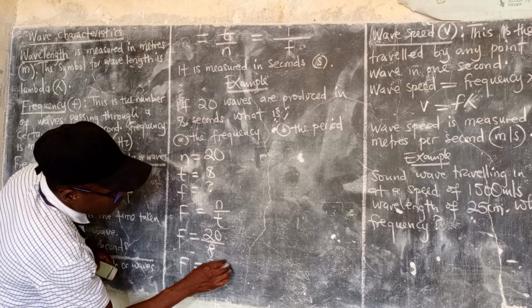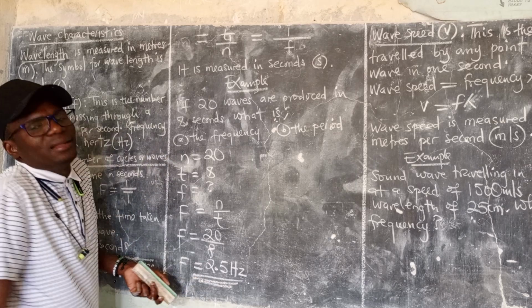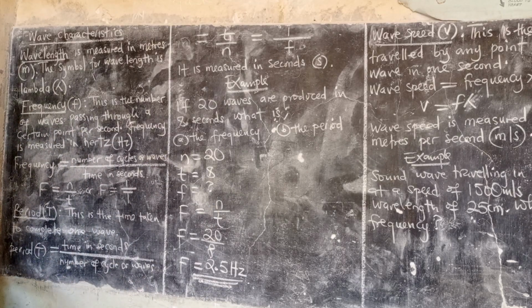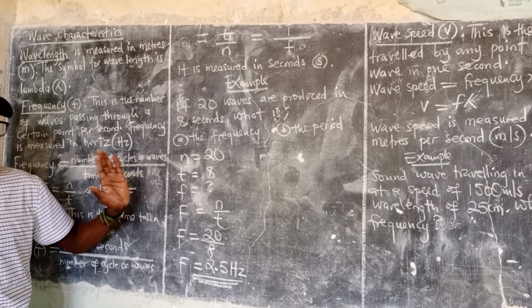2.5. So 2.5 what? So which cause it? That's how you find the frequency. This is the same way we find the frequency under simple pendulum. It's not different. It's just the same.